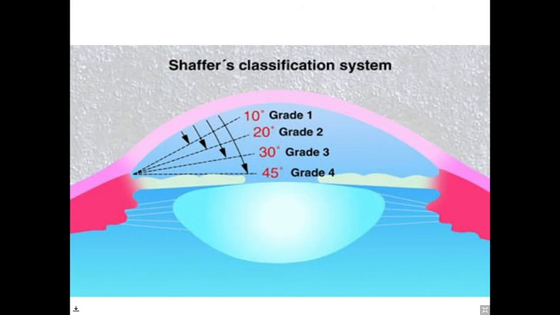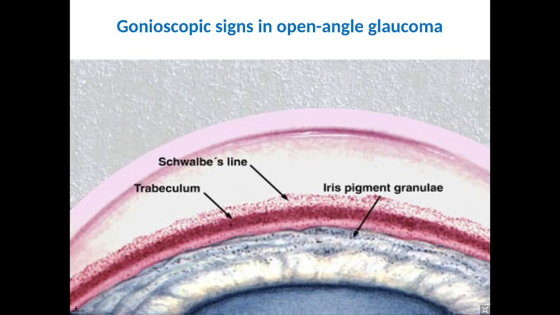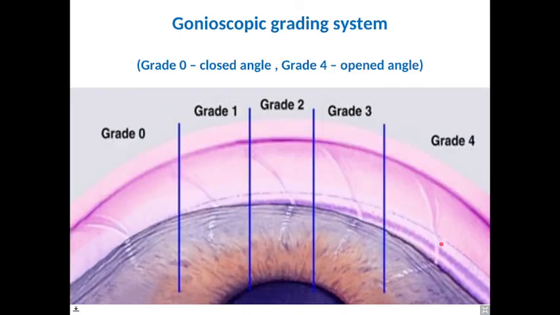There is another variant of classification of the angle of the anterior chamber, and its narrowing. In open-angle glaucoma, there are several gonioscopic signs which we can detect during the gonioscopy. You can see them on the picture. Here it's Schwalbe line, trabecula, iris pigment granules. On the previous slide here, you can see them too. Schlemm's canal and trabecula too, you can see them.